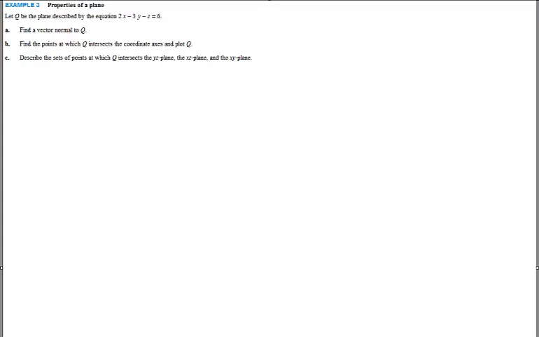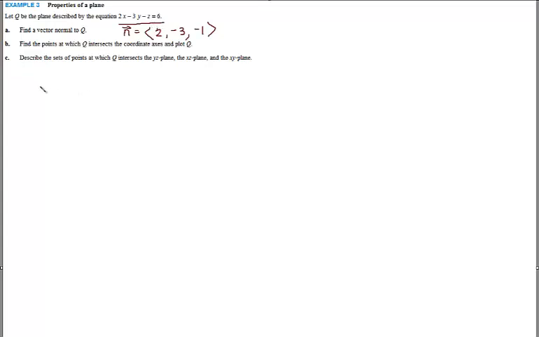We're just looking at example 3, and they've given us the equation of the plane. We don't have to find it this time, but we could pick out the normal vector. The normal vector here is just those coefficients, 2, -3, -1, with D being my location. They want me to find the points at which it intersects all the different axes. So if it intersects the x-axis, that means that y and z must be 0.